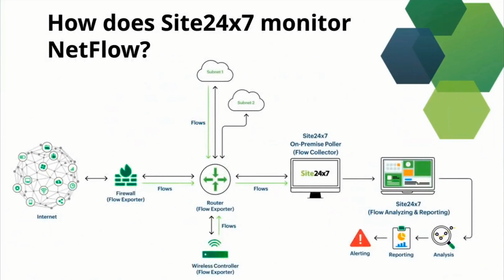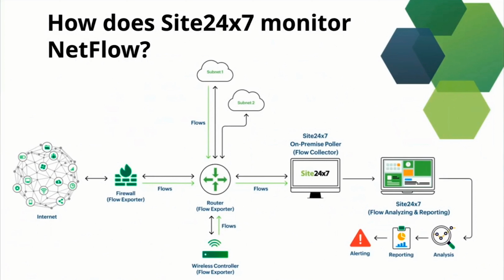So now, specific to Site24x7, how does Site24x7 monitor NetFlow? First, it collects data from your devices. For this, your device should be able to export NetFlow. So you have to configure your device to export flows to the Site24x7 on-premise Polar, which acts as a NetFlow collector, as I told you earlier. The data is received by the Site24x7 Polar and sent to the Site24x7 server, where it is analyzed, processed, and sent to you with alerts and reporting that can help you troubleshoot the network traffic and bandwidth issues that you face.